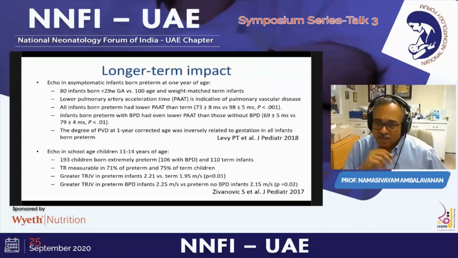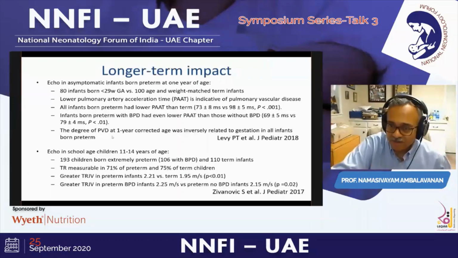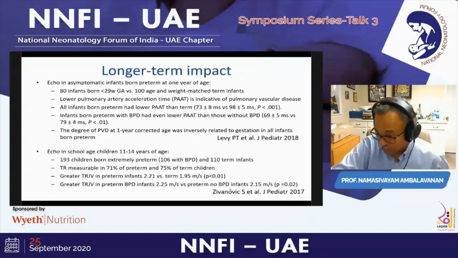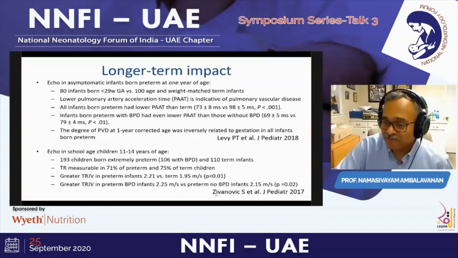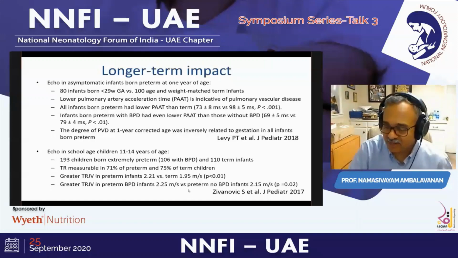Long-term impact. At 1 year of age, they still have abnormal pulmonary vascular disease. Even if you look at them at school age, that is 11 to 14 years of age, if you look at babies who are born preterm versus term, the preterm infants had greater tricuspid regurgitant velocity, and the infants who had BPD as preterm infants had a higher tricuspid regurg velocity compared to preterm no BPD infants. So a term baby, assuming they're normal, is 1.95. Preterm no BPD is 2.15, and preterm BPD is 2.25. So even infants without BPD still have abnormal pulmonary vasculature.